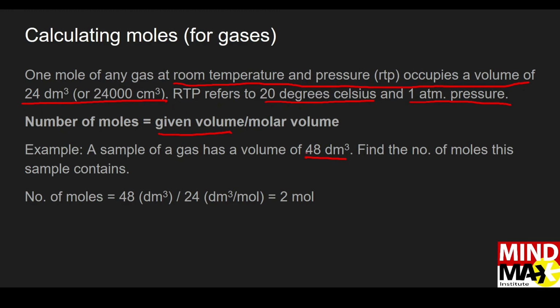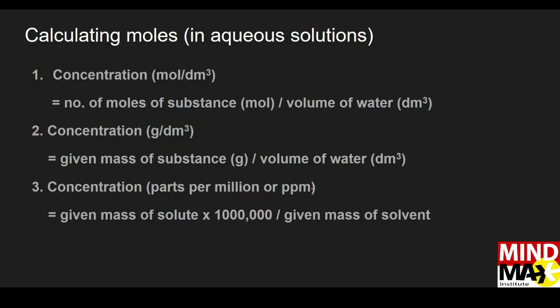So in here you divide this dm cube value, the given volume, by the molar volume. So 48 by 24. As you can see, the unit is expressed in dm cube per mole. Why is it dm cube per mole? Because 1 mole of any gas at room temperature and pressure contains 24 dm cube. So it's dm cube per mole, per each mole. So if we use this formula, we get 2 moles for this specific sample.